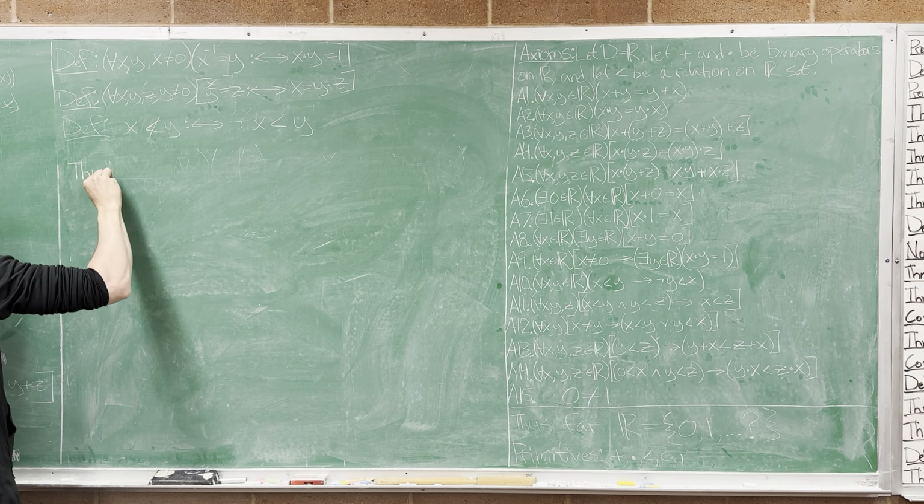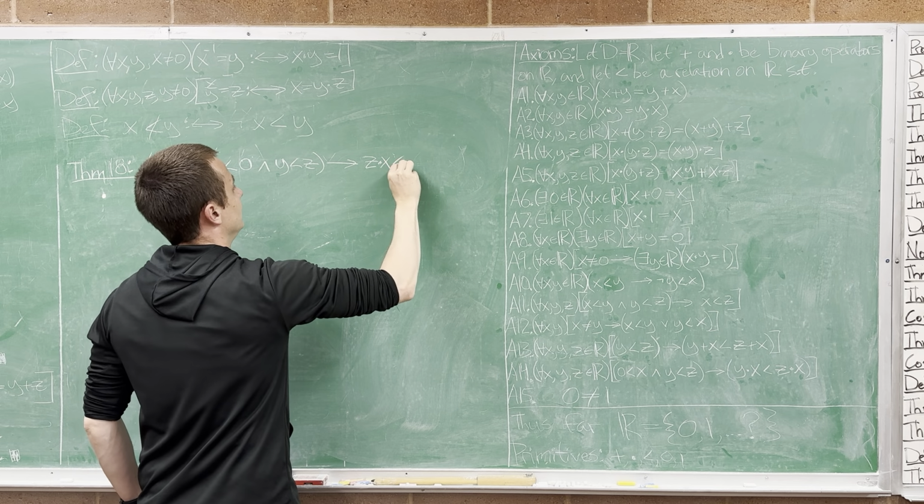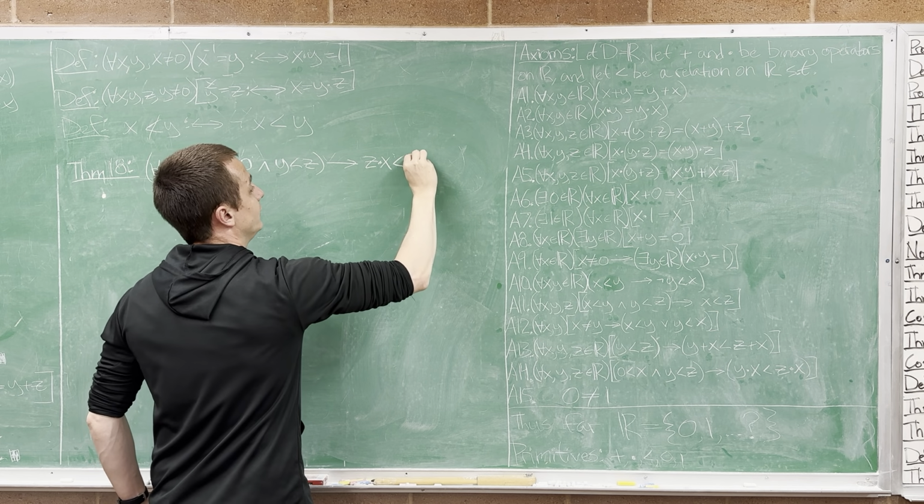Theorem 18. For all x, y, and z, we are proving that if x is less than 0 and y is less than z, then when we multiply both sides by x, it flips the inequality. So then z times x is less than y times x.